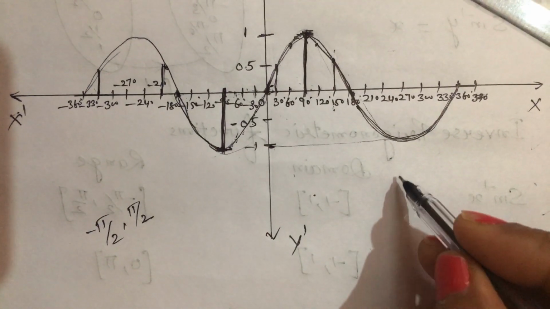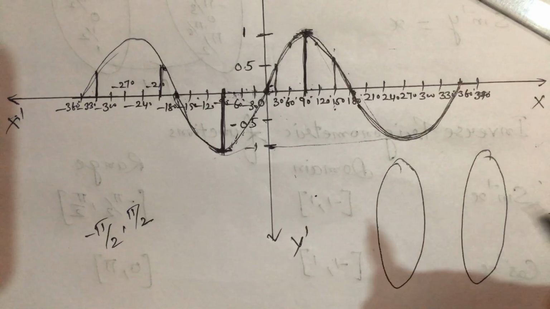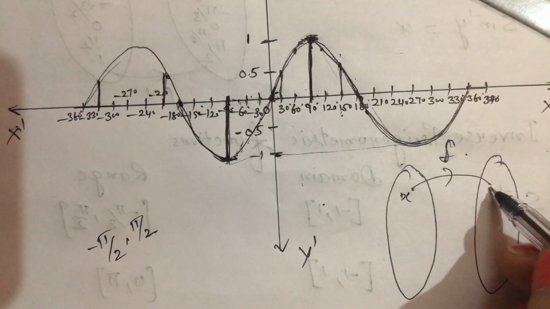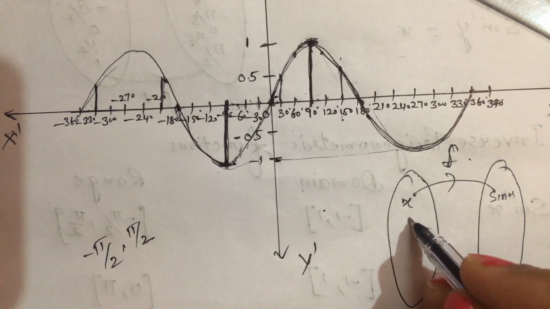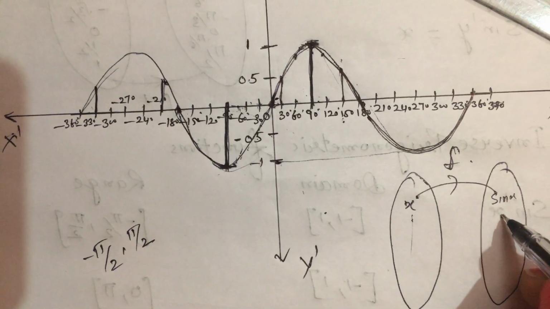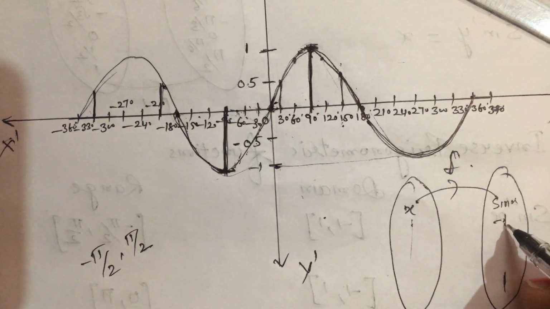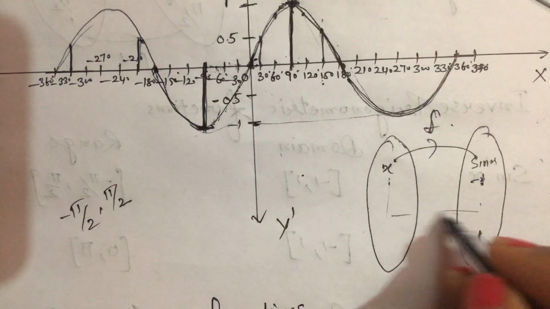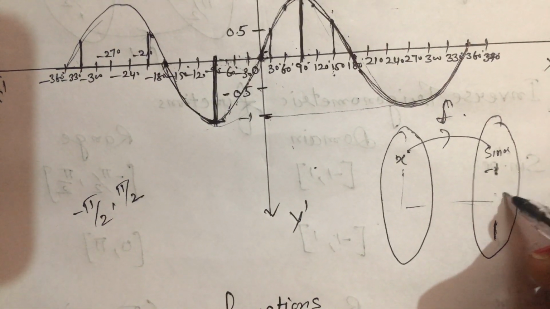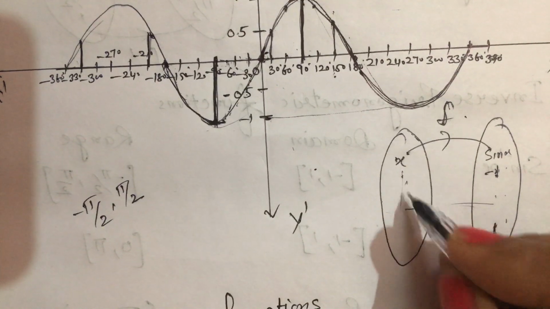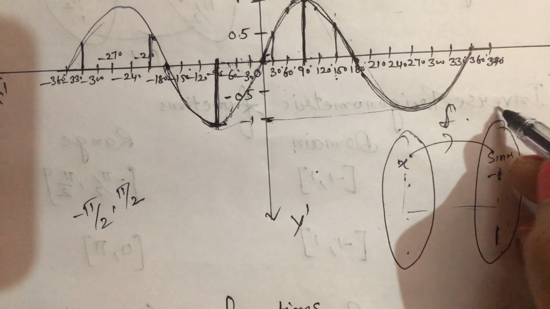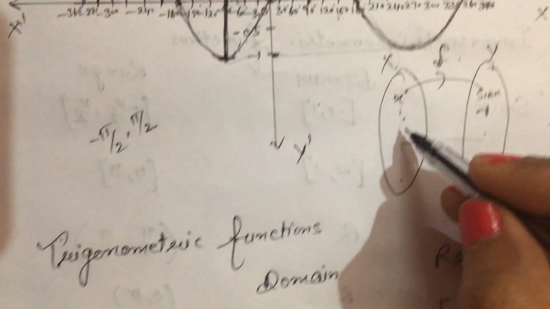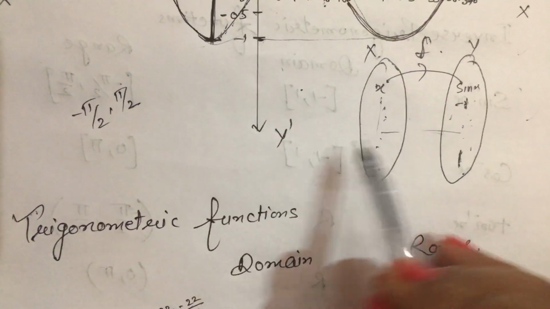And the sin x function is always an onto function, because look here, this is the sin x function, here x, here sin x. Its domain is all real numbers and its range is -1 to 1. Onto means, what is the meaning of onto? Every element of y has a pre-image in x. That means this is an onto function, and sin x is always an onto function.